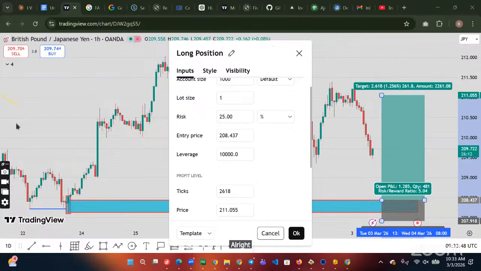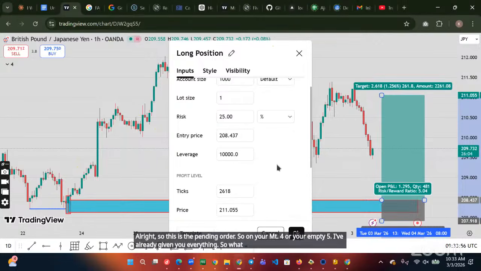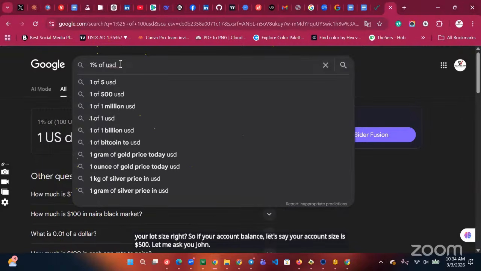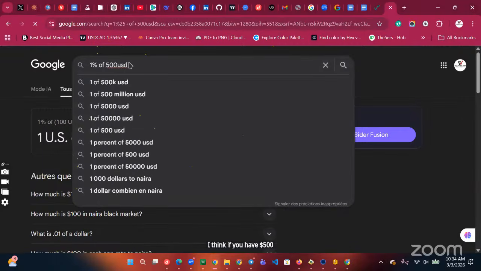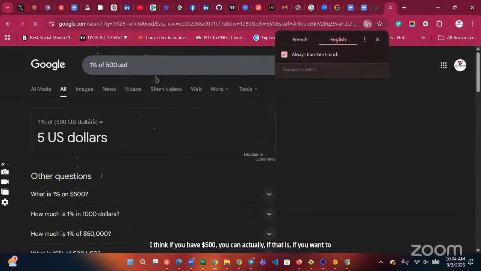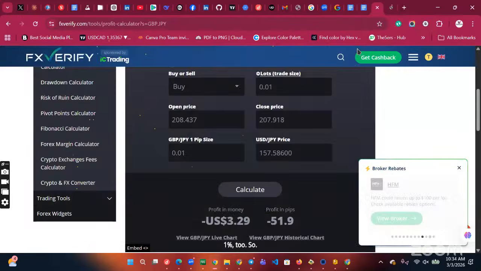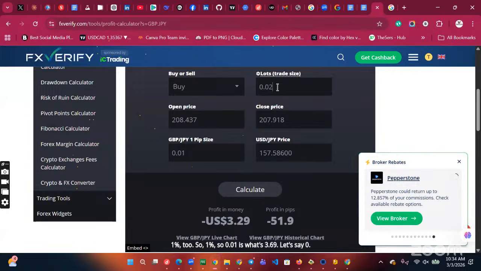All right, so this is the pending order. On your MT4 or MT5, I've already given you everything. What you can just do is to know your lot size. If your account size is, let's say, $500, for 1% risk, 0.01 is what? 3.29. Let's say 0.02, that will be 6.59. So it's just better you use 0.01.